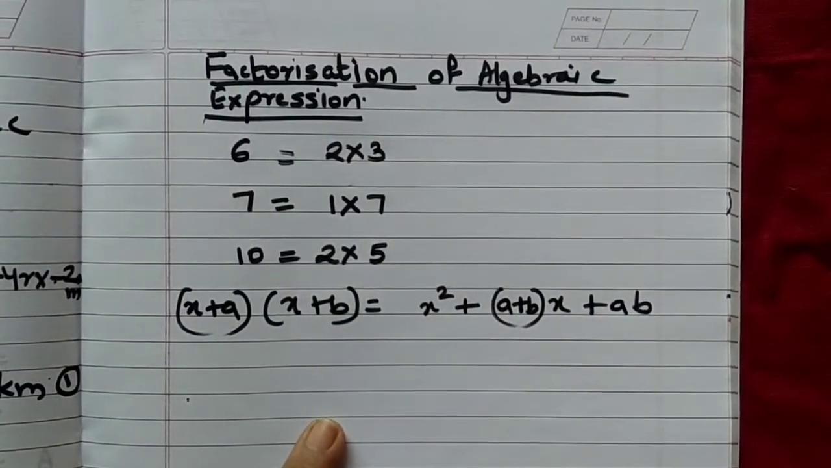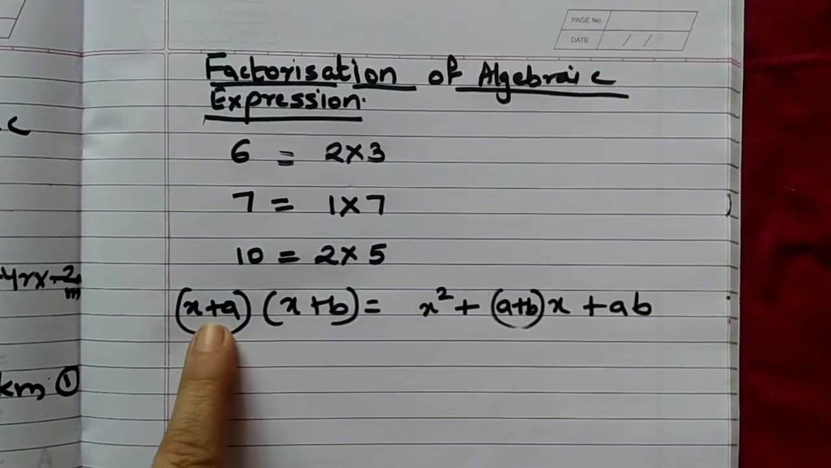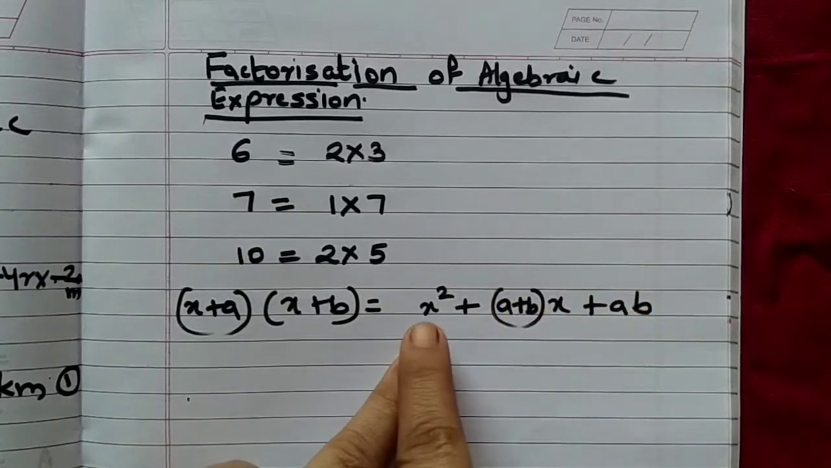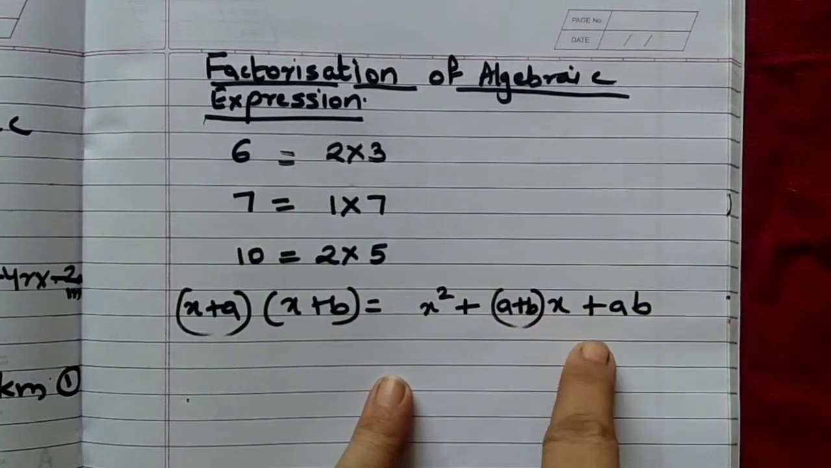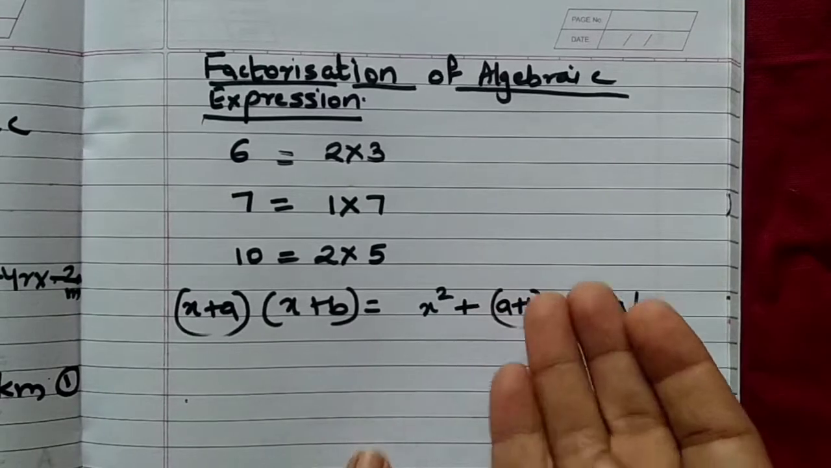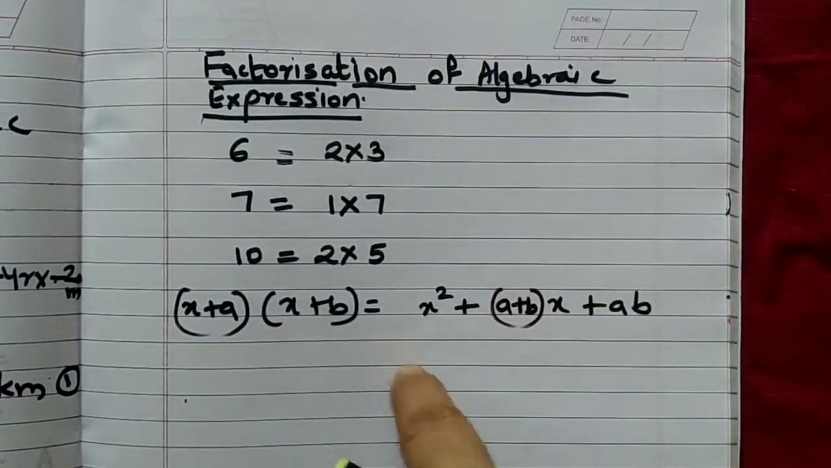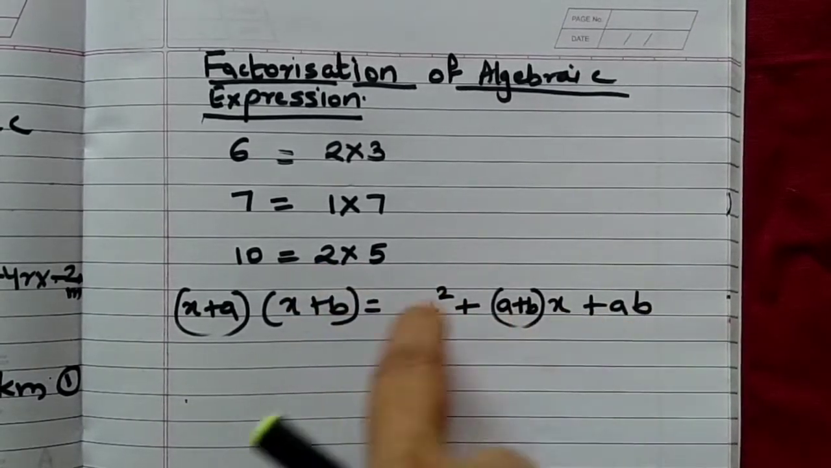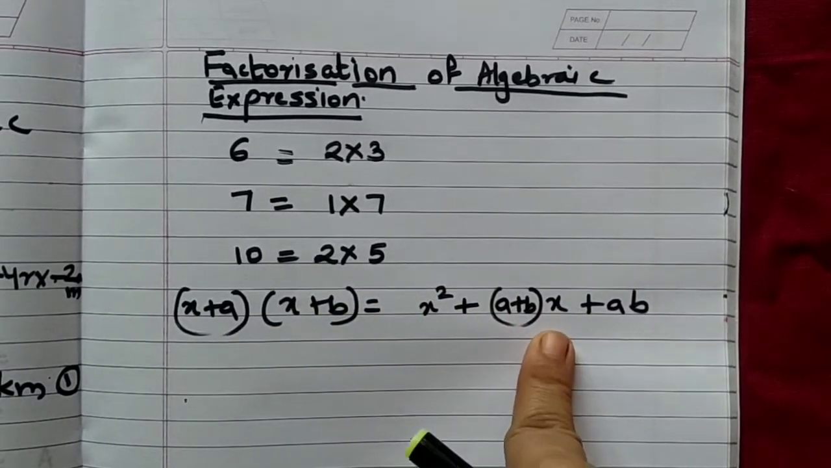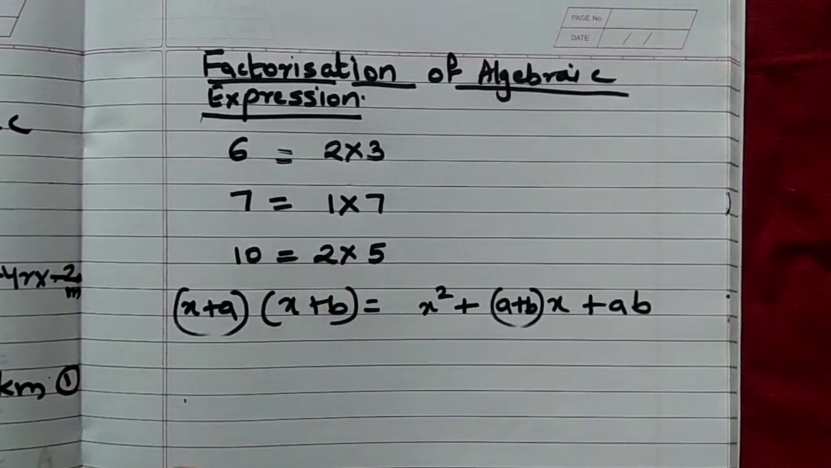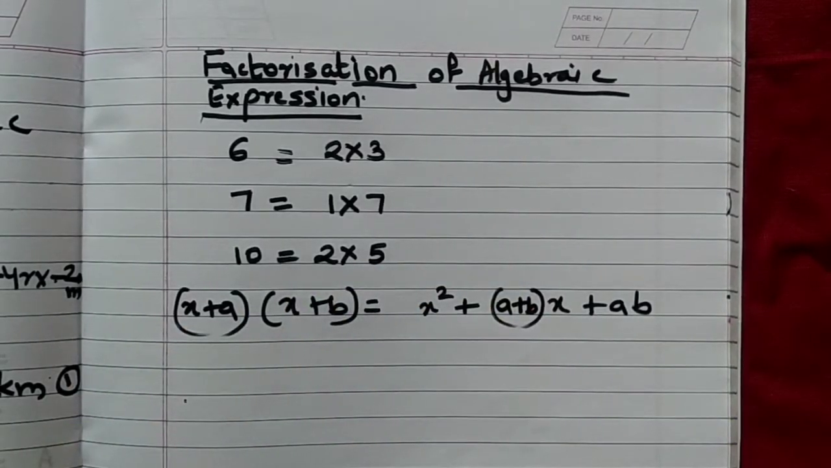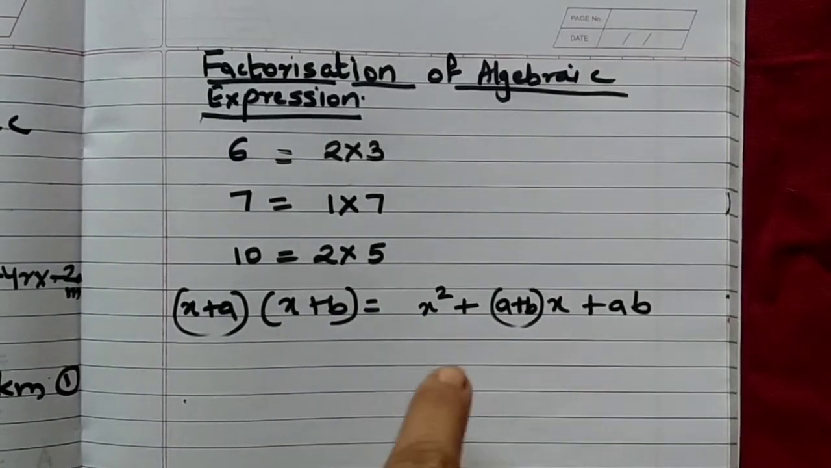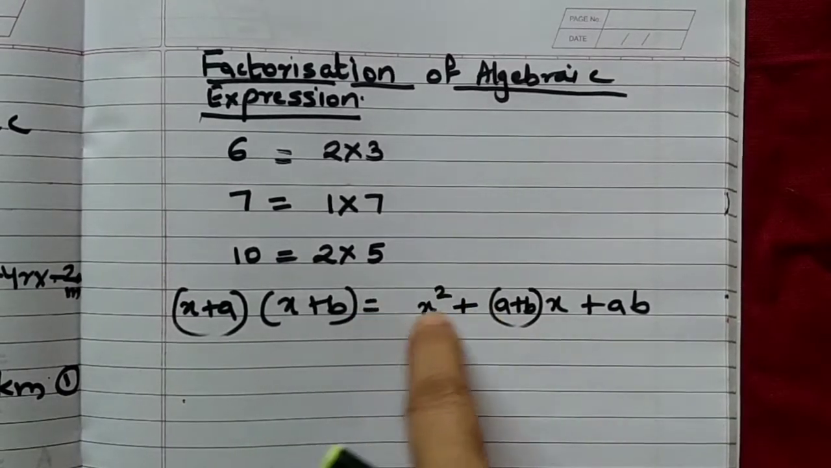In the last lesson, we did sums where we had one expression as x plus a, another as x plus b, then we multiplied and we got this expression as x square plus a plus b into x plus ab. Now we are going to do the exact opposite. We will have such type of expressions and we have to find the factors. So we are going to do the reverse of what we have done.